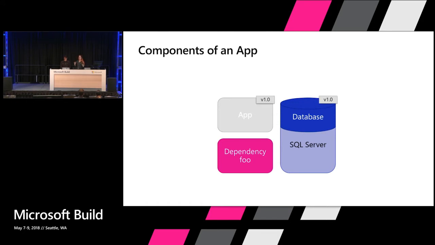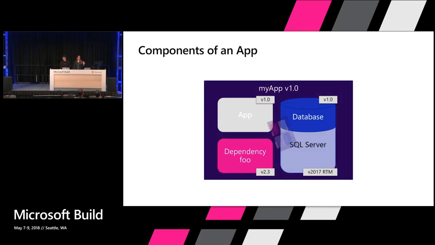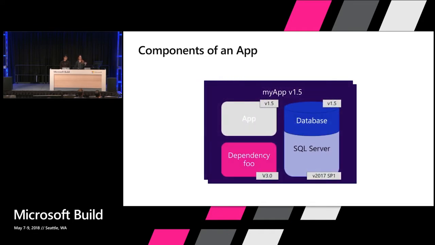So whenever you have a version 1 of your application, a lot of times it comes with versions of other dependencies. So your dependency from an open source project, et cetera, might be a version 2.3, and in this case we have version 2017 RTM of SQL Server. All of these components are present. When you go on to your version 1.5, you may have also separately versioned your other components. In this case, dependency foo has gone to version 3, and SQL Server has gone to version 2017 SP1.